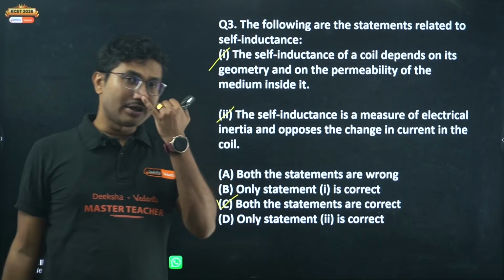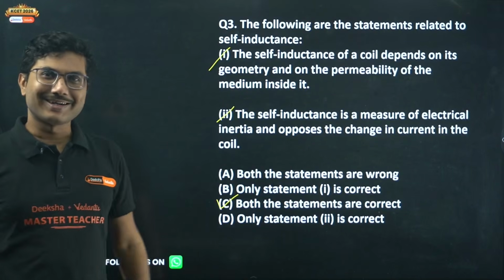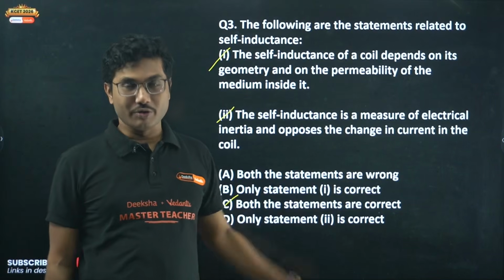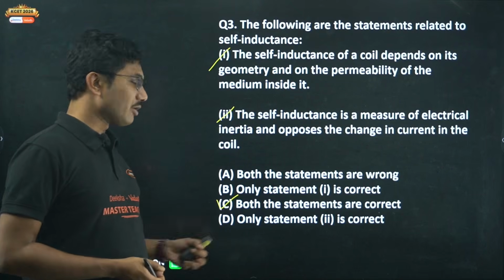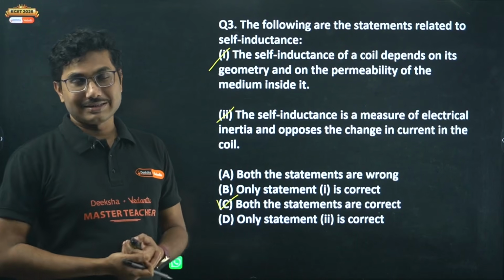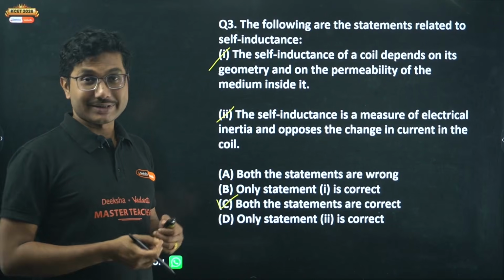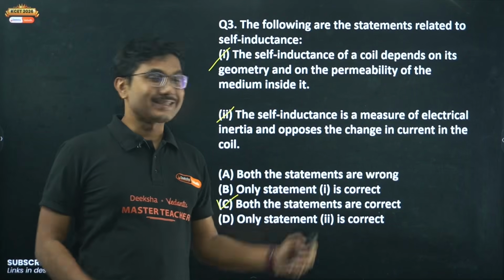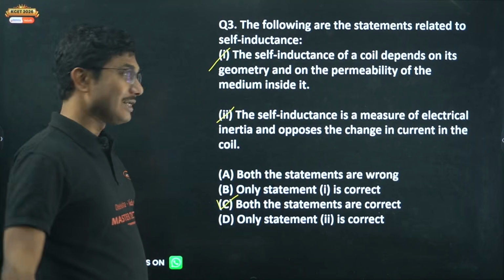Make sure you read the options carefully, because the first option is not the correct one. Here both statements are wrong. Okay, so make sure you put that in your head, that not always the order of the options will remain the same. Generally option A says both statements are correct, but here option A says both statements are wrong. So make sure that you take care of that in the exam.